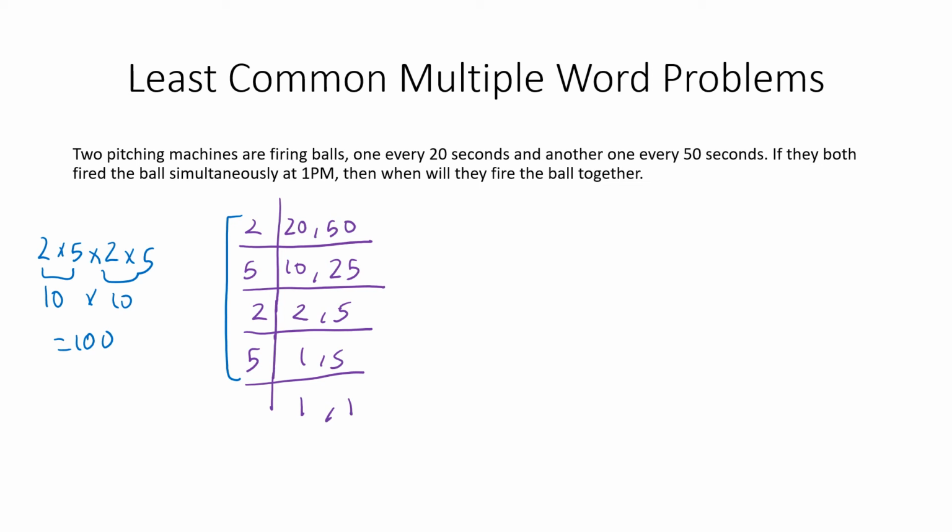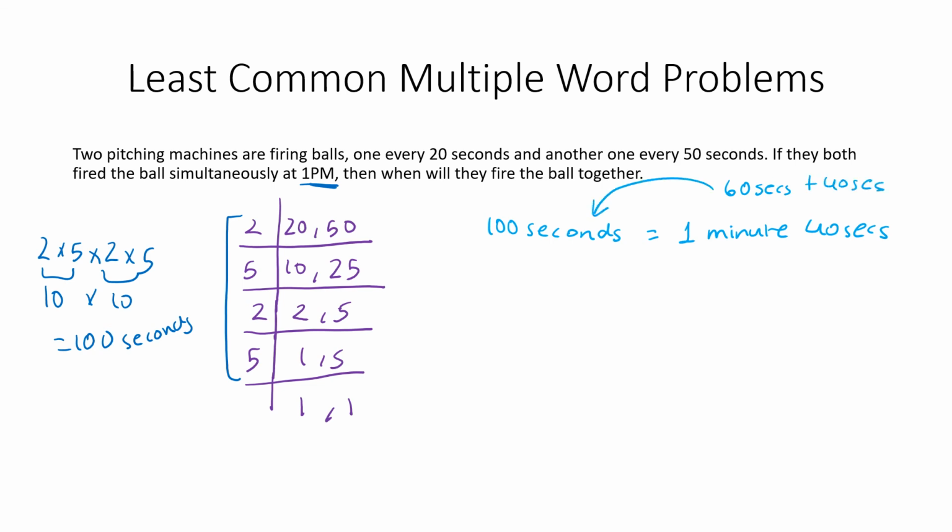Now, I'm going to convert this into minutes. So this is 100 seconds, but I want to write it in the time. So 100 seconds equals 1 minute and 40 seconds. And that works because 1 minute is 60 seconds, and that's 40 seconds, which gives us 100 seconds. So then I just write that in the form of this. So that would be 1 p.m., 1 minute, and 40 seconds.